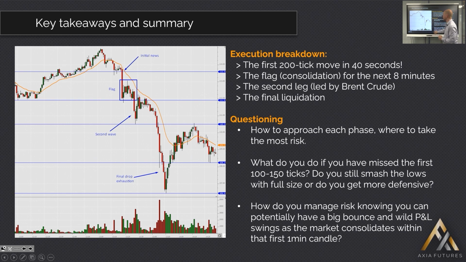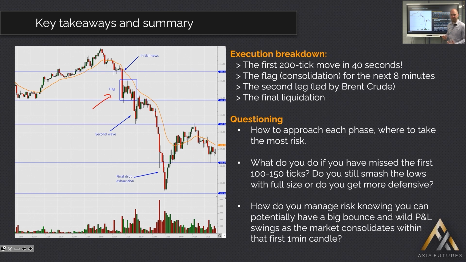You have the first 200 ticks, and this looks quite insignificant, this first drop on the initial news. You then have the flag part of the trade. That's the little bit in the box. What I would call a second wave move. This is where Brent gives you the opportunity to play that final drop. And then the very, very exaggerated auction lower and exhaustion move at the end. This is where the market becomes stretched. This is where your bounce is most likely to come in.